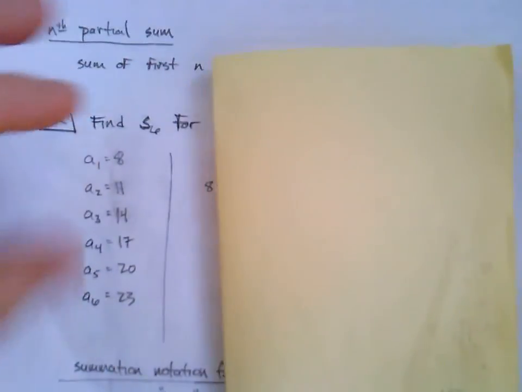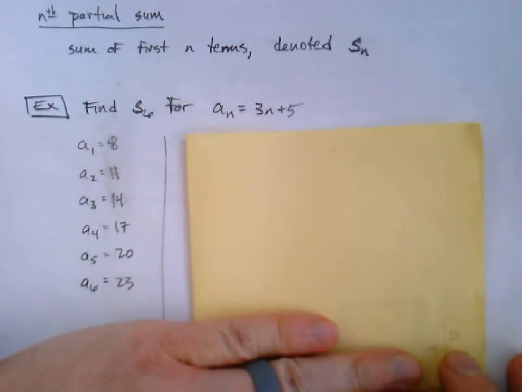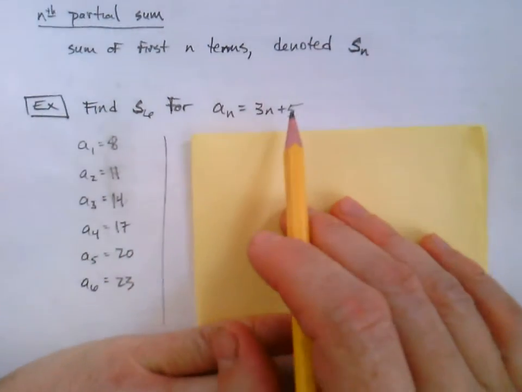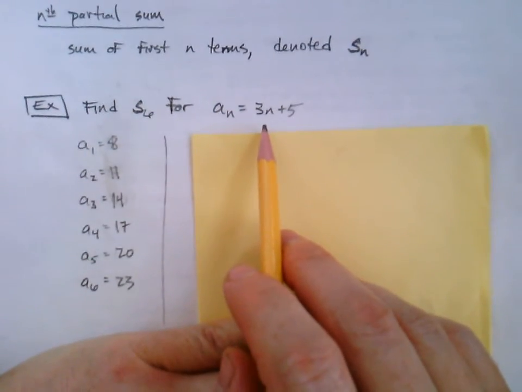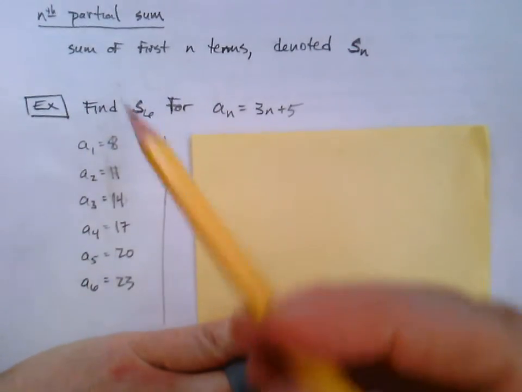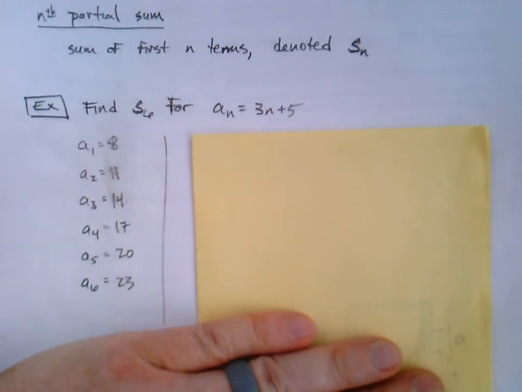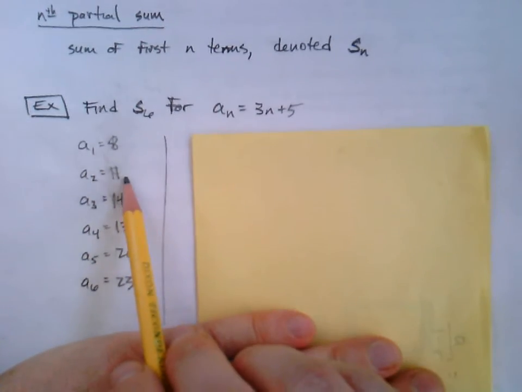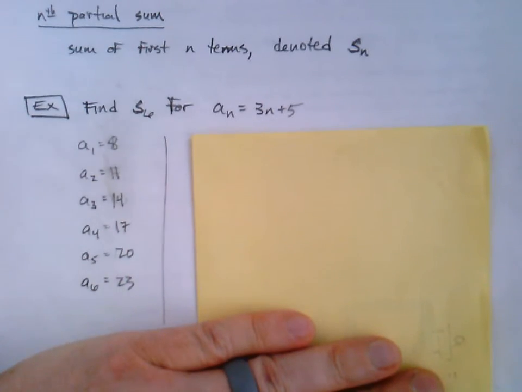Yeah, we had this sequence before. We found the first 3 terms. We found a1, a2, a3 earlier. All right, so the first term here is 8. Second term was 11. Third term was 14 when we plug those numbers 1, 2, and 3 in.